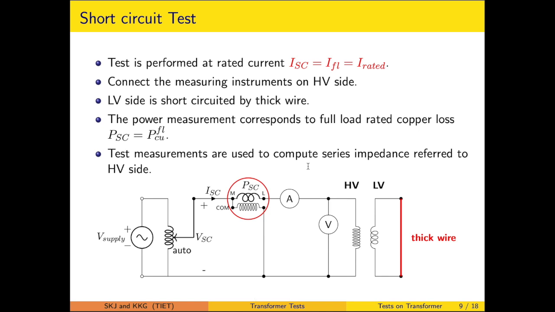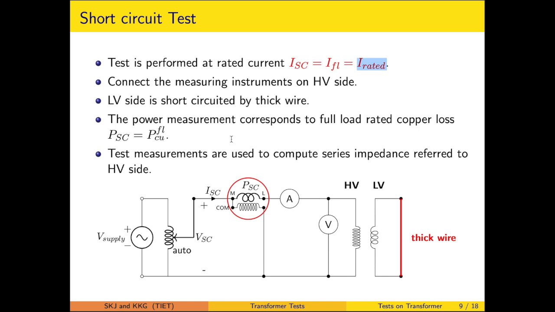Now the short circuit test is the other test. It is carried out at the rated current. That rated current is the full load current. But please be mindful that this full load current pertains to the high voltage side, because that has a low current value. Keep in mind that this is to be carried out at rated current, while the secondary or the low voltage side is kept short circuited.